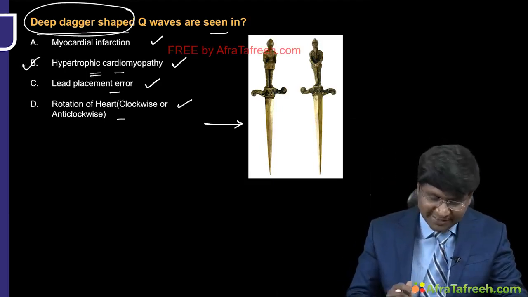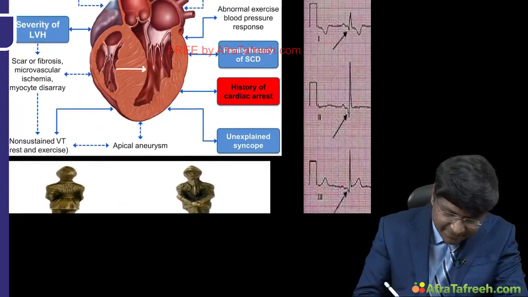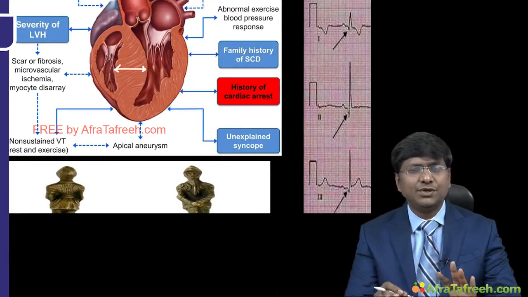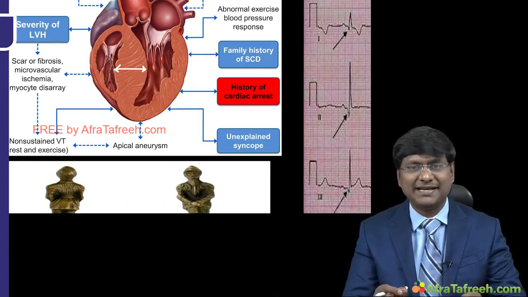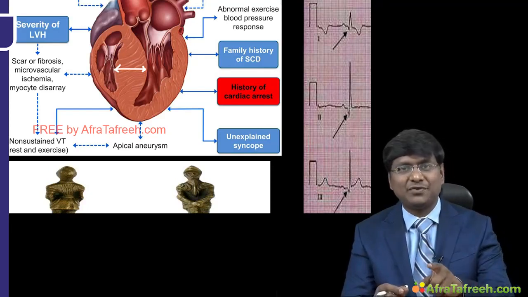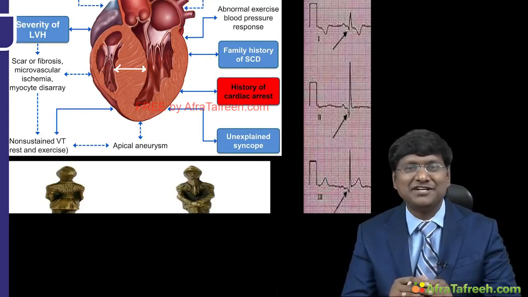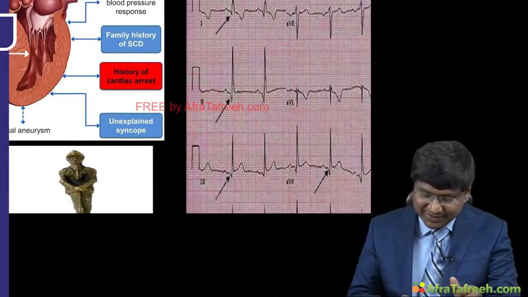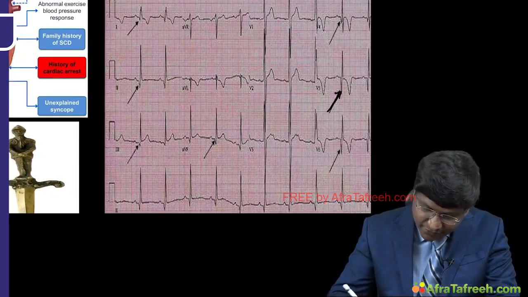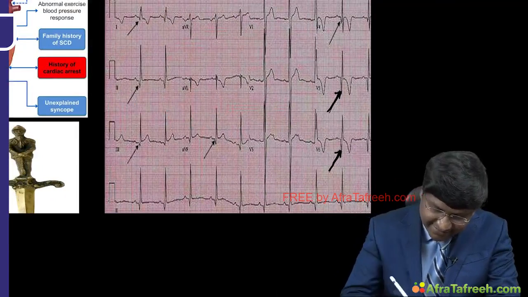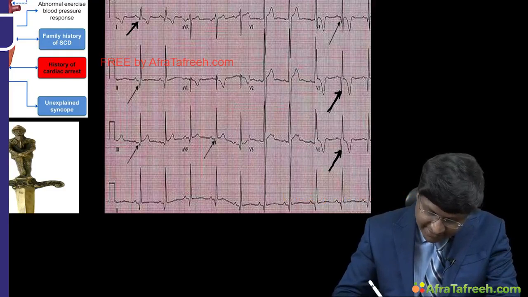Deep dagger shaped Q waves are classically seen in patients with hypertrophic cardiomyopathy, right? Now, let me show you that. In case of hypertrophic cardiomyopathy, you will notice that the septum is hypertrophied. You have two forms of hypertrophic cardiomyopathy. One is septal hypertrophy and the other one is apical hypertrophy. In case of septal hypertrophy, you have these deep dagger shaped Q waves, which are mainly present within the lateral leads. That is 1, AVL, V5 and V6 particularly.